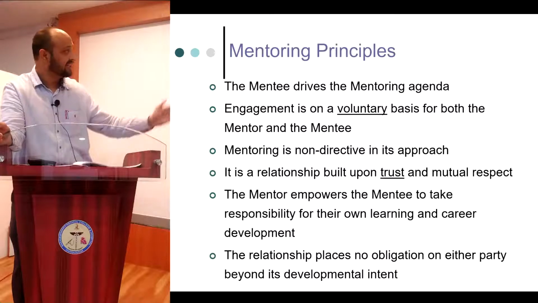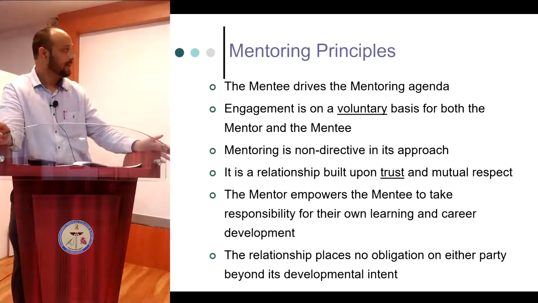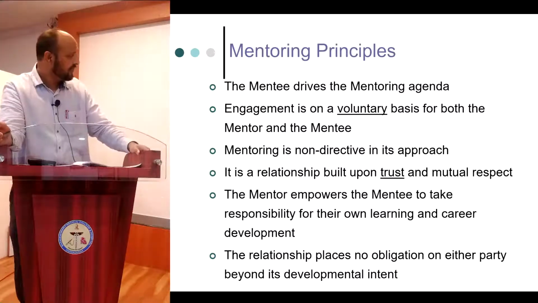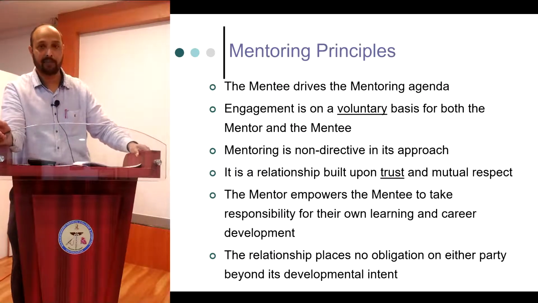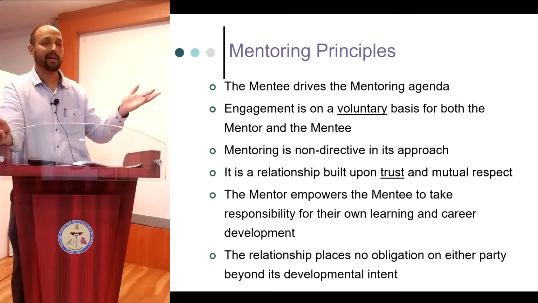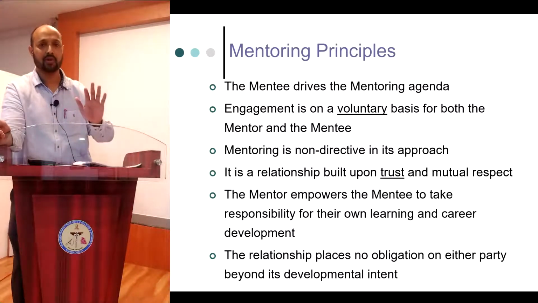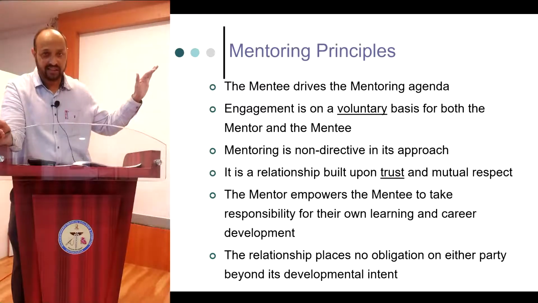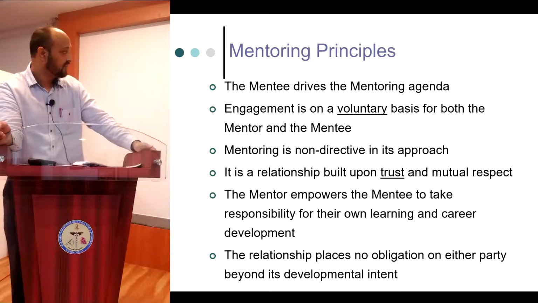When the mentee wants help, then the mentor should help. This applies to both mentor and mentee. Mentoring is non-directive. Somebody telling you, you do this thing, you do that thing, you should not do all those things, not under cover of something else.